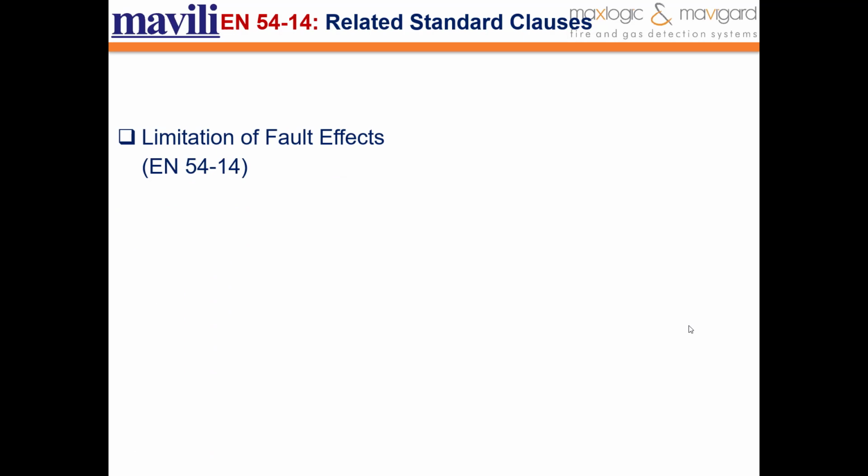First, limitation of fault effects. The design of the system should be such that the effects of faults in cables and interconnections are limited. Two alternative approaches to fault effect limitation are possible. These are cables without fire resistance, and other devices and systems.